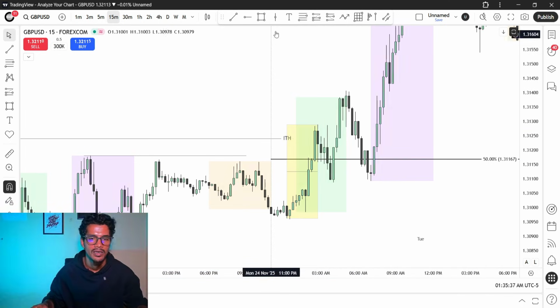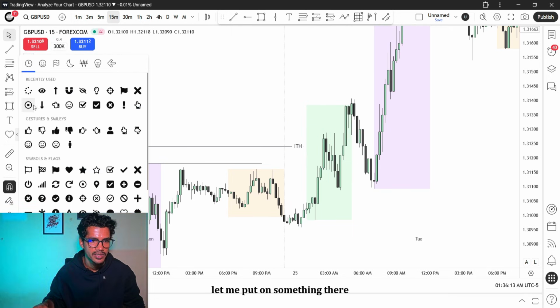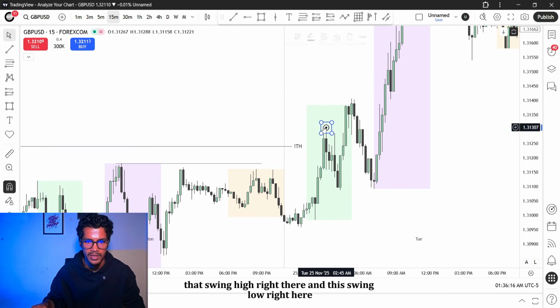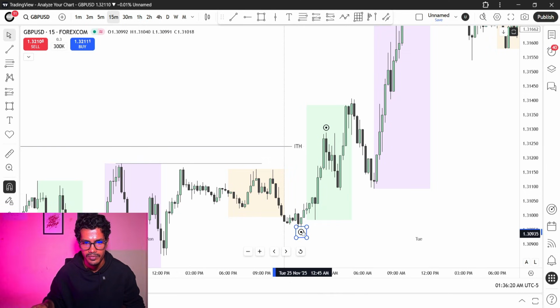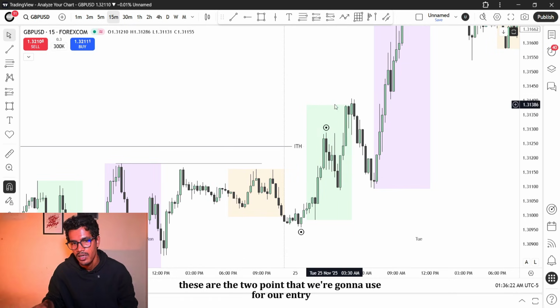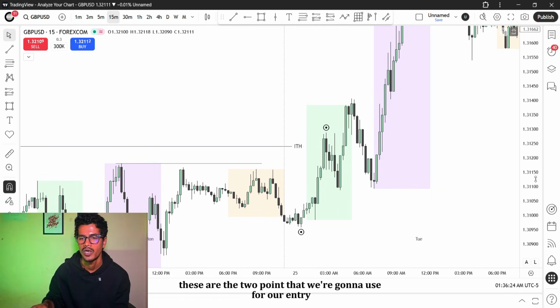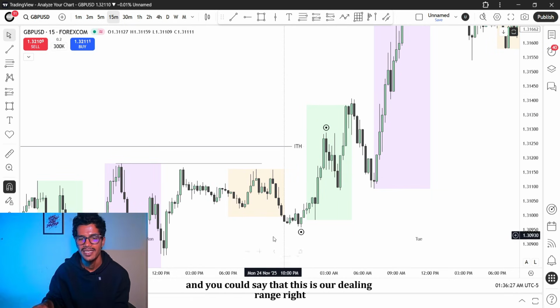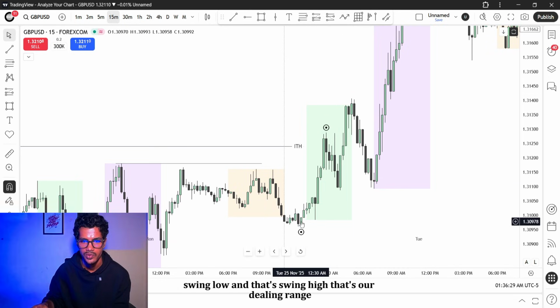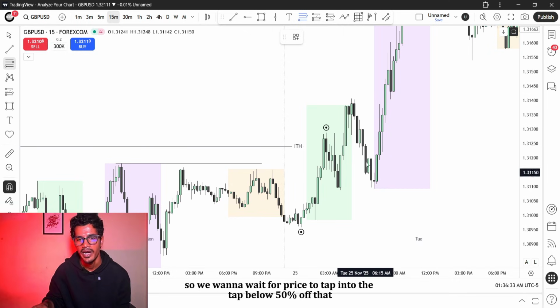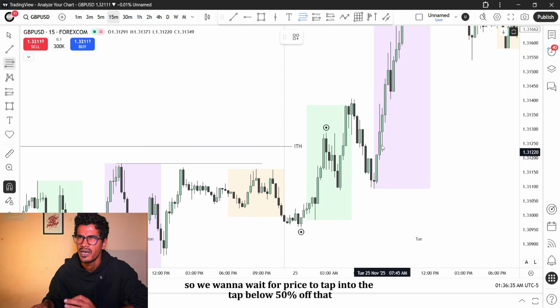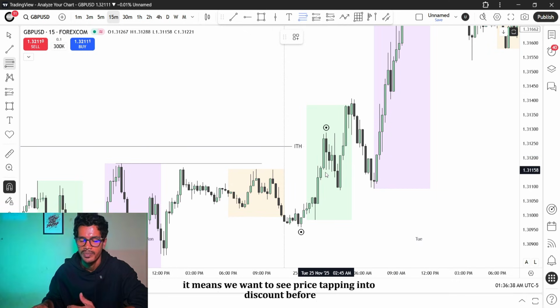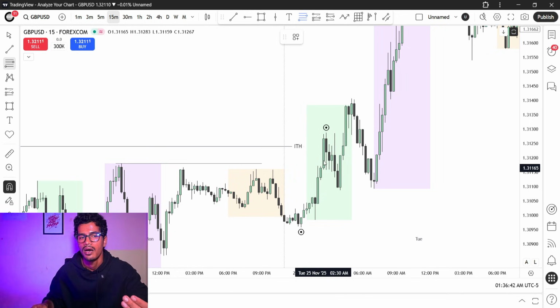All right. Let me put on something there. That's the swing high right there, and this swing low right here. These are the 2 points that we're gonna use for our entry. And you could say that this is our dealing range, right? Swing low and that swing high. That's our dealing range. So we want to wait for price to tap below 50% of that dealing range. It means we want to see price tapping into discount before pushing upwards.